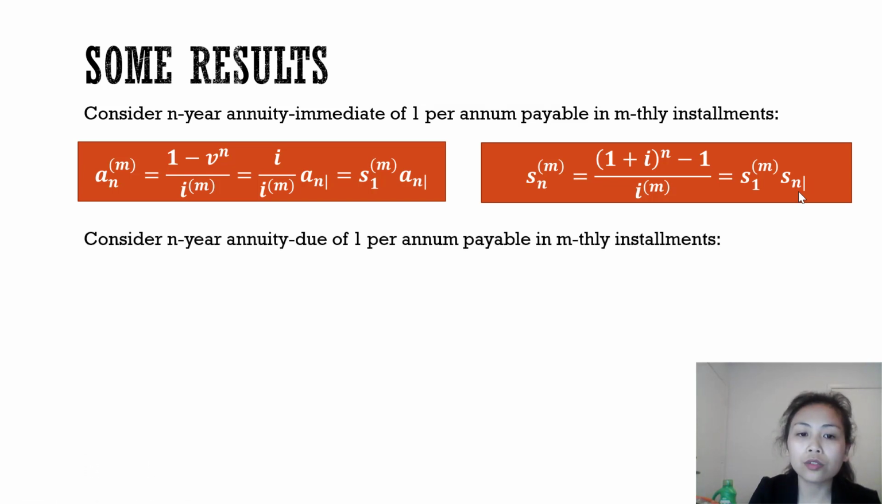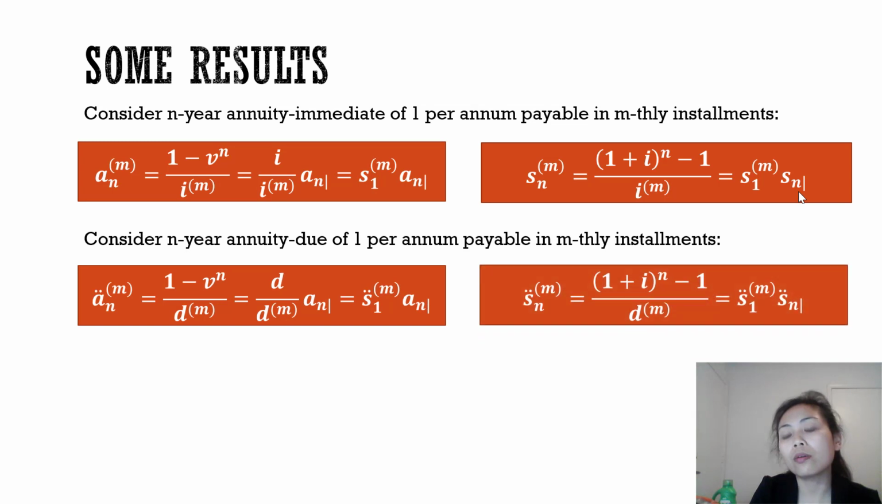Similarly, we consider annuity due. So remember, when I talked about annuity due and annuity immediate, I stressed that annuity immediate goes with i and annuity due goes with d. So anything here, we are going to change i to d. Change i to d. And don't forget the double dots, because double dot represents annuity due.